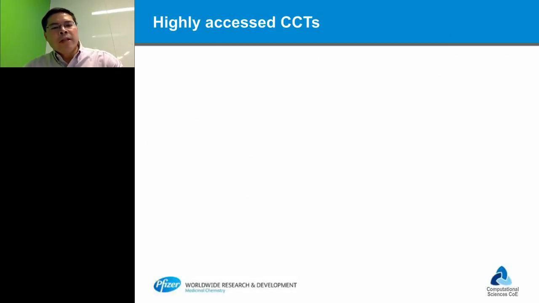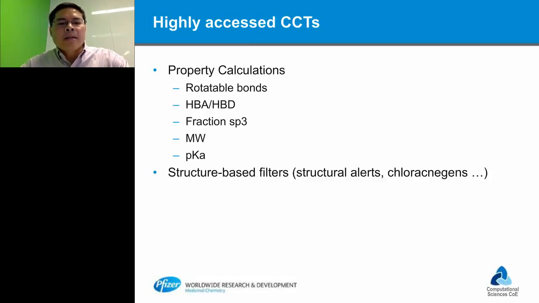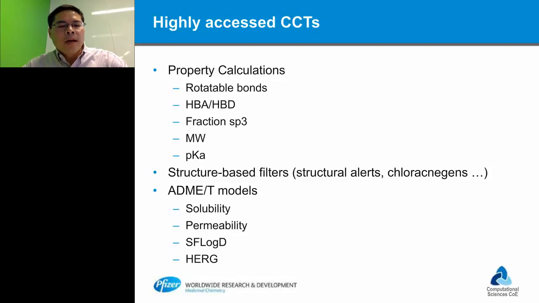So CCT was originally conceived as a global property calculation engine. So very standard parameters that people want to know about compounds even before they've made them. Not surprisingly, the most popular calculations are such as these: rotatable bonds, hydrogen bond donors, acceptors, and so forth. Also very frequently accessed are structure-based filters, such as structural alerts that might raise flags as to potential toxicity of the molecule. More recently, we now train a series of global ADME tox models based on a standard set of battery assays that we run in the company for solubility, permeability, logD, and hERG inhibition.